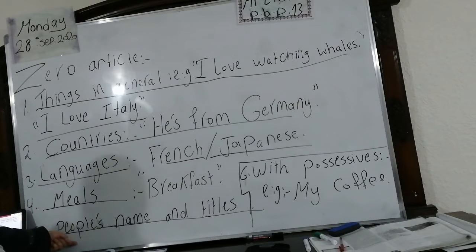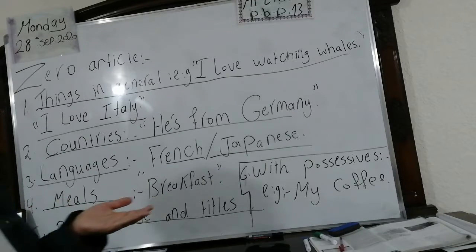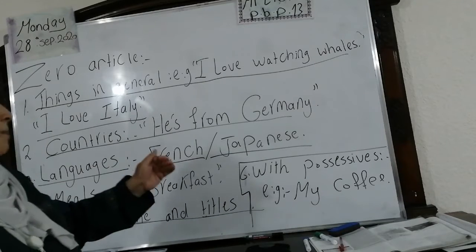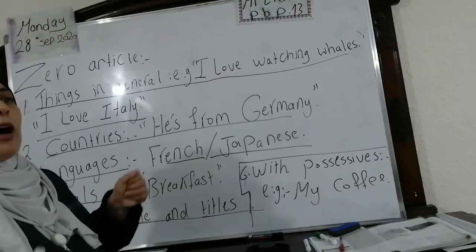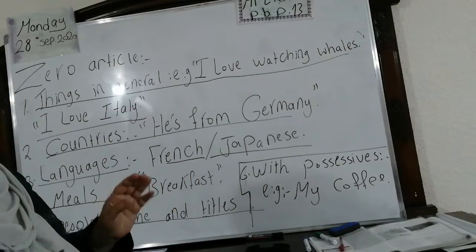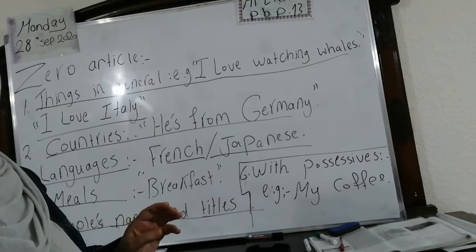Number 5, people's names and titles. For example, we cannot say the Hanin, okay, or the Ruba. No, we cannot say that. It's people's names and titles. Zero article, okay? Number 6, with possessives. We say my coffee, her dog. We don't put any article, okay? Zero article. Let's move to the next use.